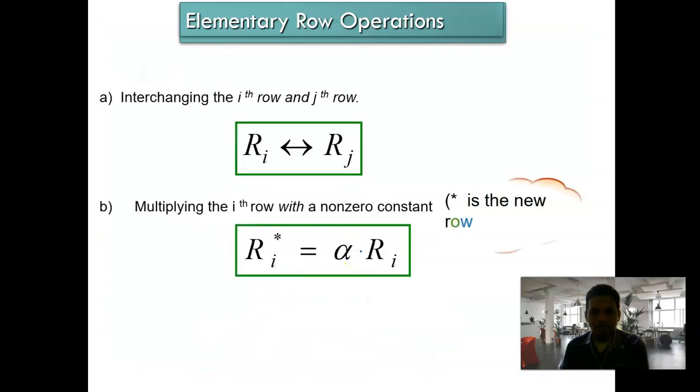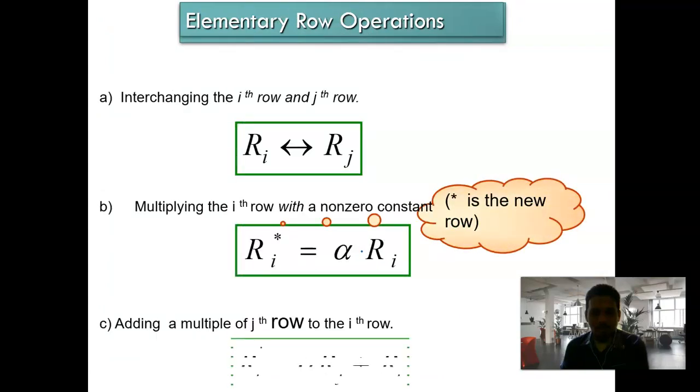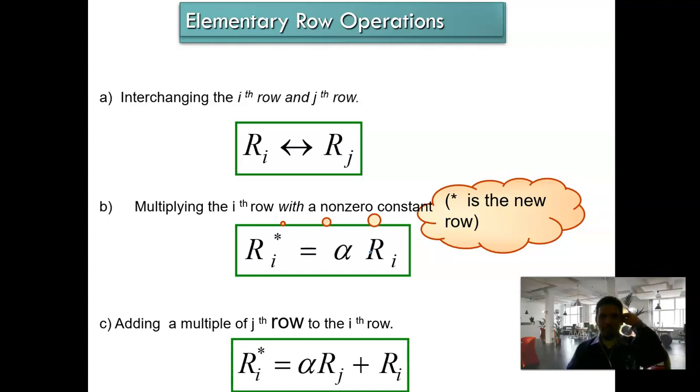Okay, so these are what we call the instructions or the operations that we can use to solve these questions. We can use the instruction of interchanging the ith row and jth row, multiplying the ith row with a non-zero constant, and adding a multiple of the jth row to the ith row here.